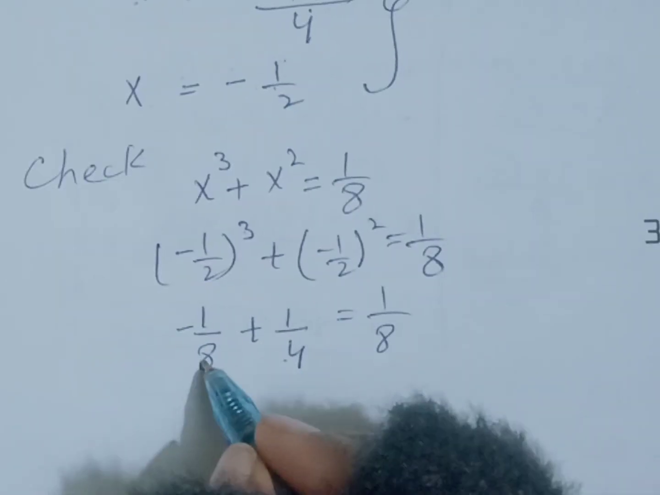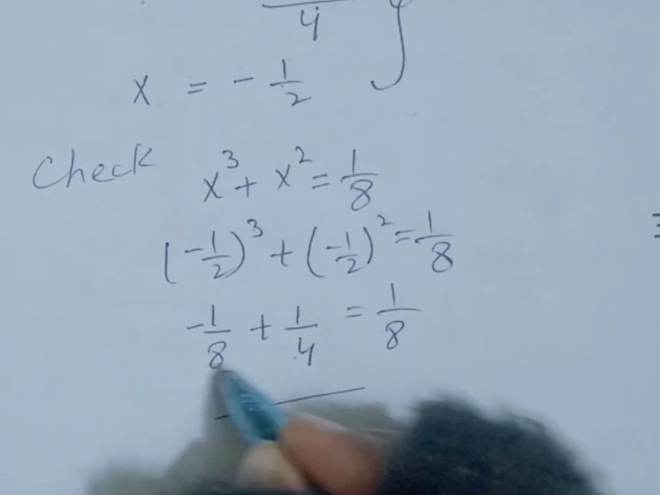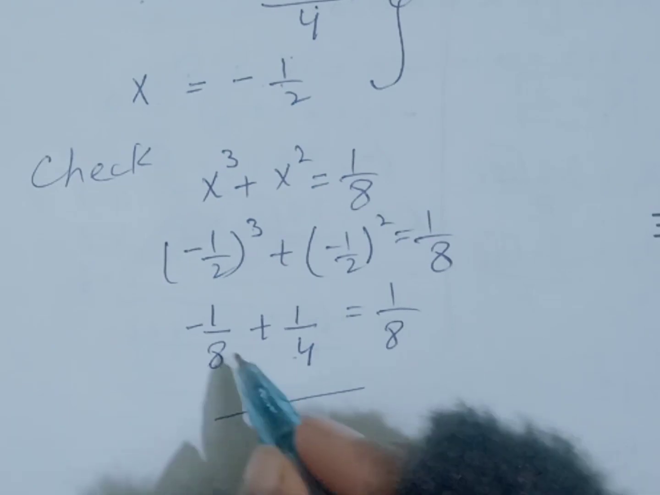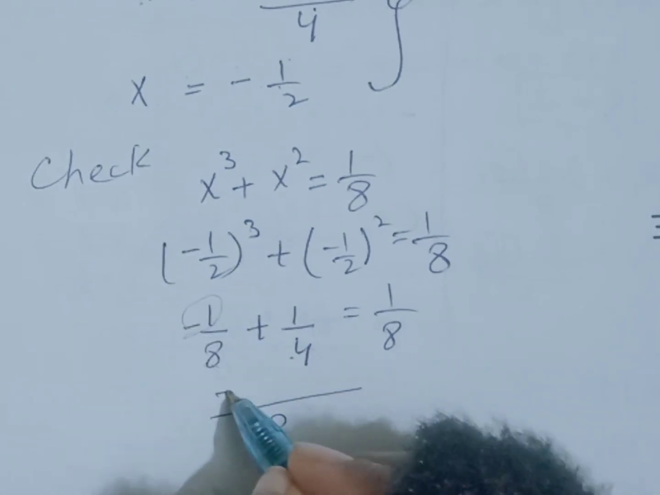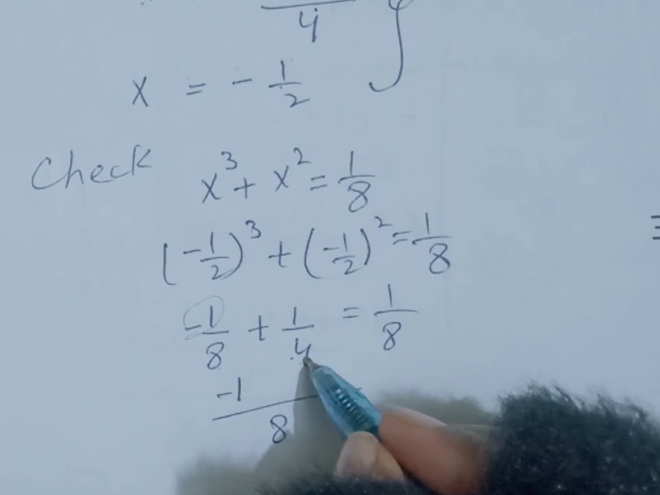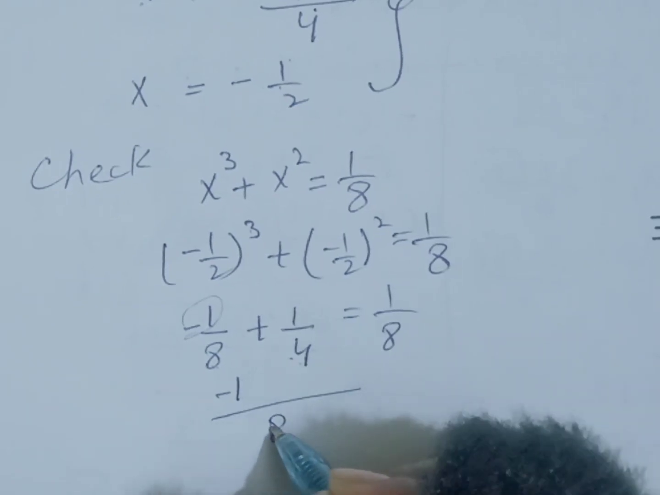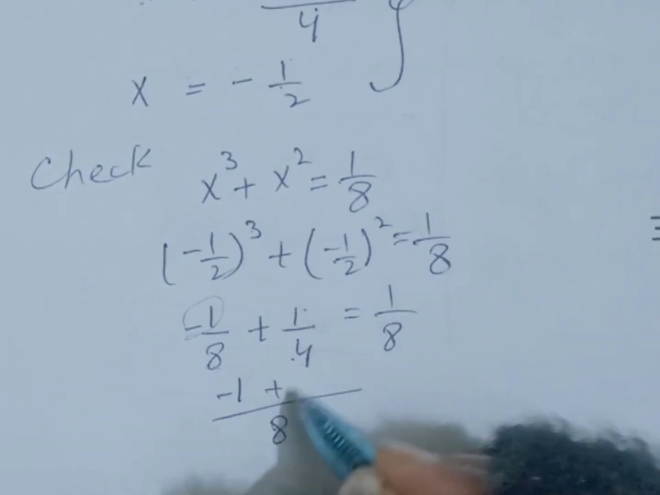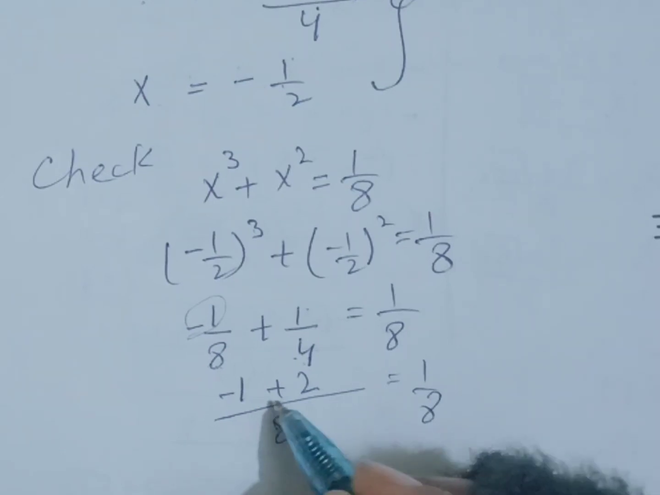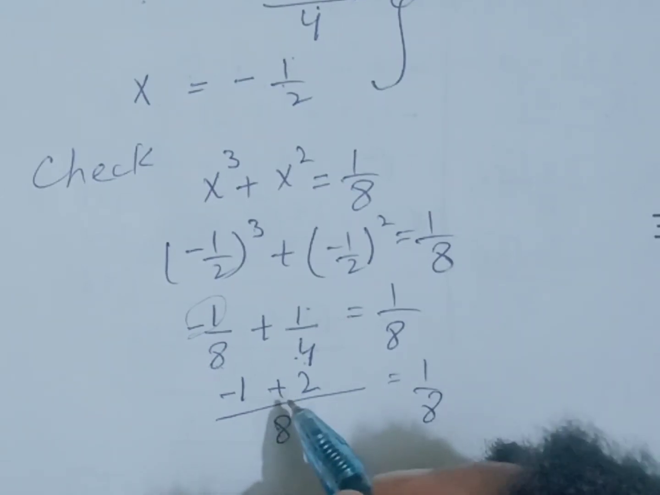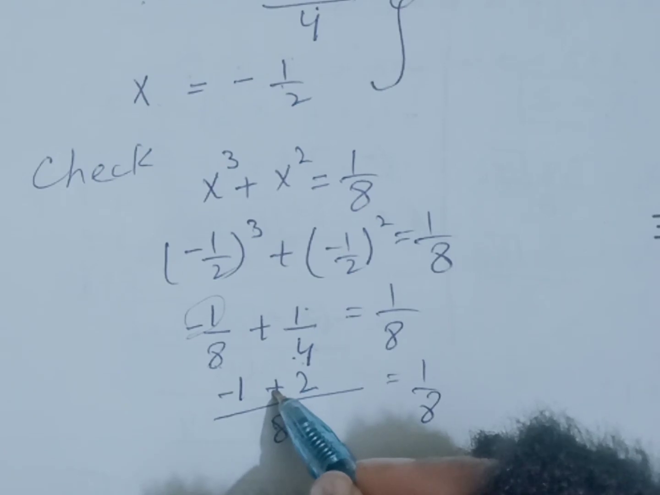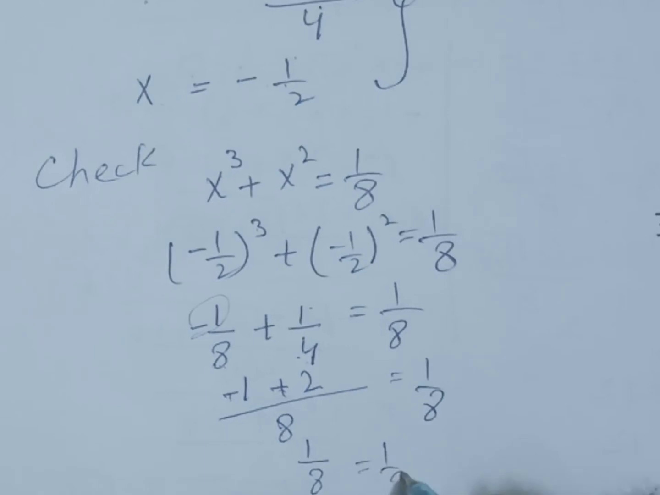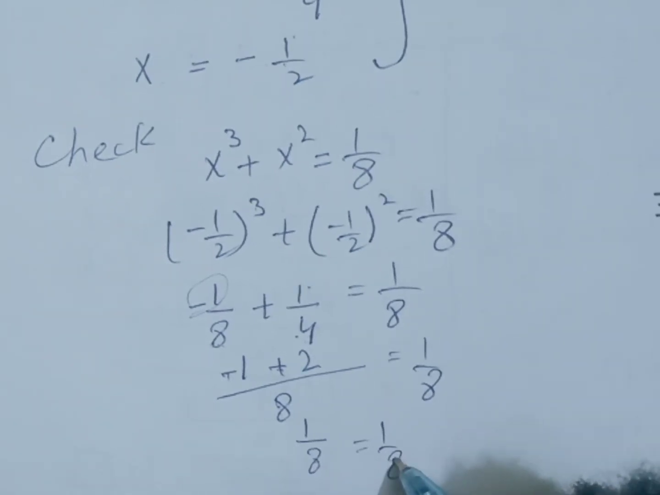So we take the LCM, then this will become 8. If we divide 8 by 8, then we get 1, and if we multiply this 1 by minus 1, we get minus 1. And this is a 4. If we divide 4 by 8, then we get 2, and if we multiply this 2 by 1, we get 2. So now look at the numerator: it is plus 2 minus 1, which is equal to 1 by 8 and 1 by 8. So the left hand side is equal to the right hand side. So we have done.